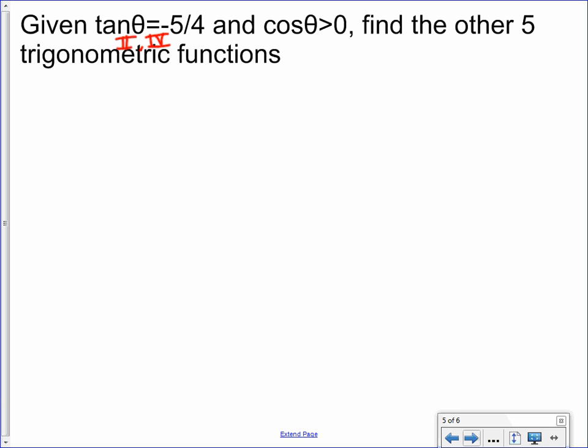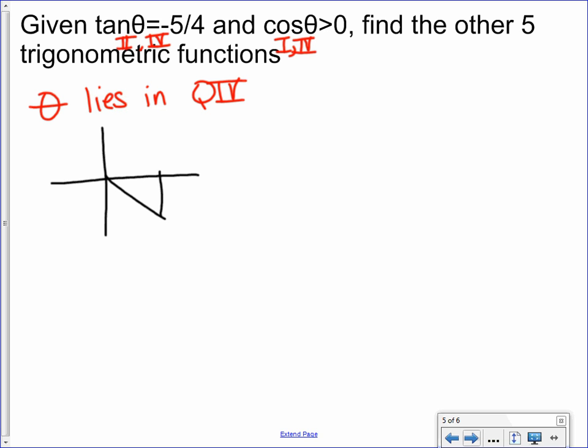Where is the cosine greater than 0? What does that just mean? Okay, where is the cosine positive? Cosine is positive in the first and the fourth quadrant, which means what quadrant is theta lying in? Okay, so theta lies in quadrant 4. So let's draw our reference triangle in quadrant 4.